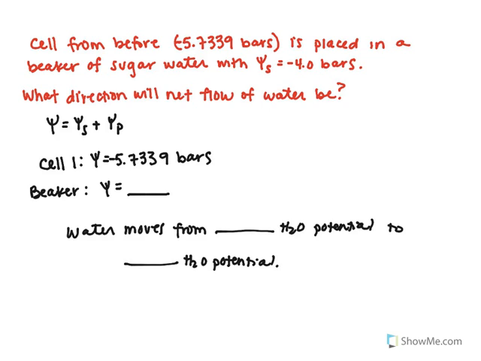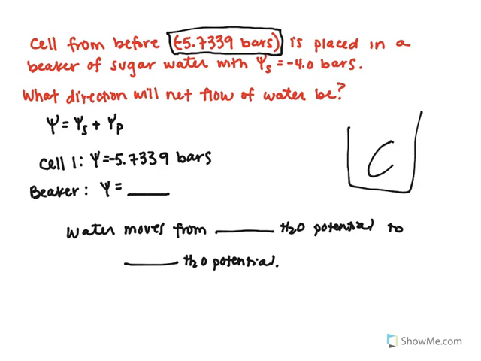Okay, so let's keep going. So let's use that same cell that we just calculated the water potential for, in its place in a beaker of sugar water. So we're putting that cell in there, and that is water potential equals negative 5.7339 bars. We want to know which way the water is going to move. It is placed in sugar water with a solute potential of negative 4.0 bars. How do we do that?